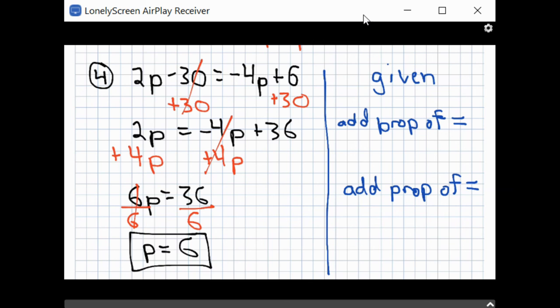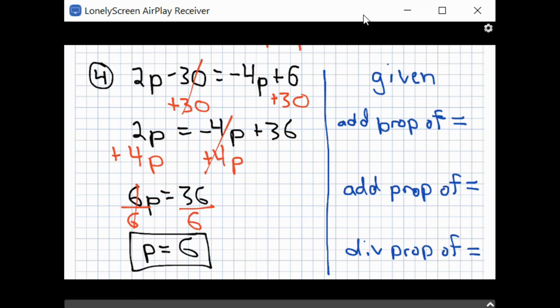Now, how did I get from 6p equals 36 to p equals 6? What did I do there in the red? I divided. All right, so there it is. I used the division property of equality by dividing both sides of an equation by the same number. I looked at it as a new way, which is p equals 6.